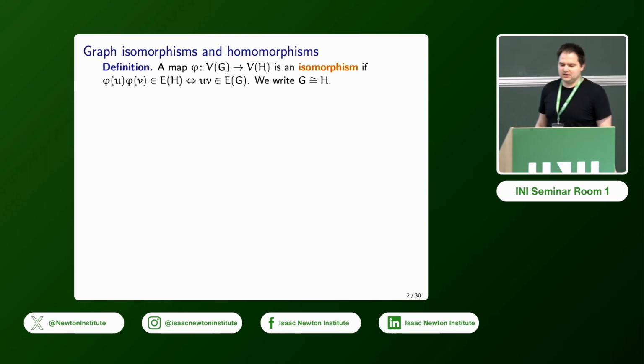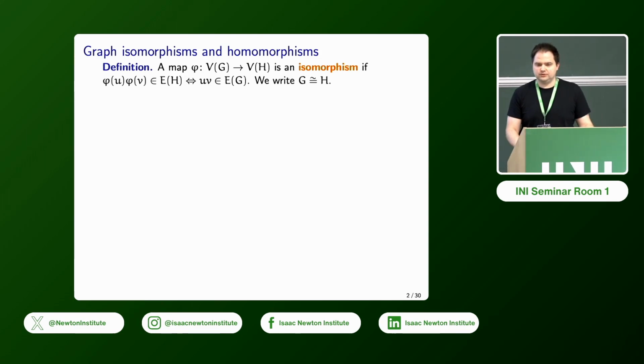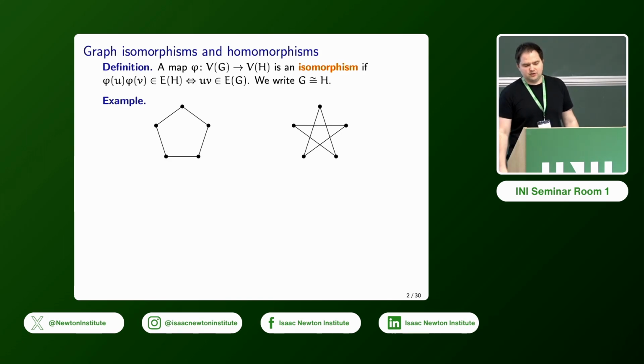Yes, so I will start with a motivation from combinatorics. Let's just start with some basic definitions. We will be concerned with graph isomorphisms and homomorphisms. A graph isomorphism is a bijective map between the sets of vertices of two graphs that preserves adjacencies and non-adjacencies. So here is a small example. These two graphs are isomorphic.